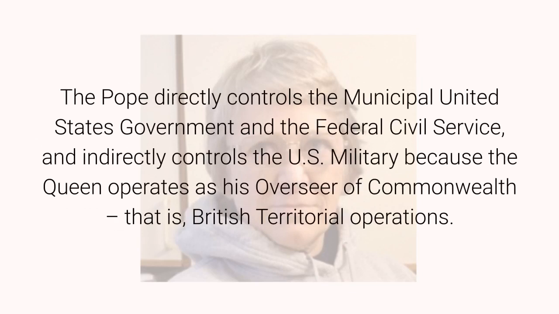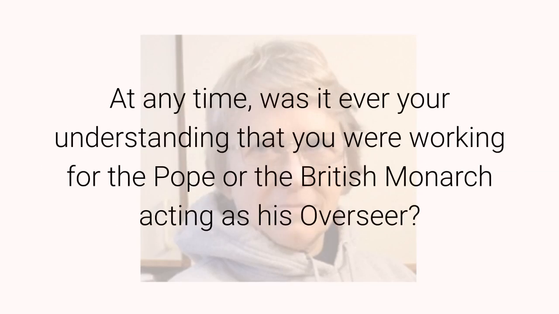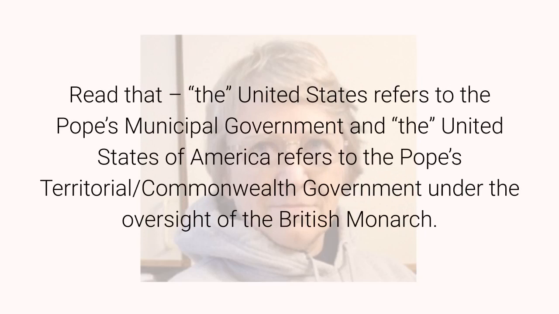The Pope directly controls the municipal United States government and the Federal Civil Service, and indirectly controls the U.S. military because the Queen operates as his overseer of Commonwealth, that is, British territorial operations. At any time, was it ever your understanding that you were working for the Pope or the British monarch acting as his overseer? Read that the United States refers to the Pope's municipal government and the United States of America refers to the Pope's territorial, Commonwealth government under the oversight of the British monarch.